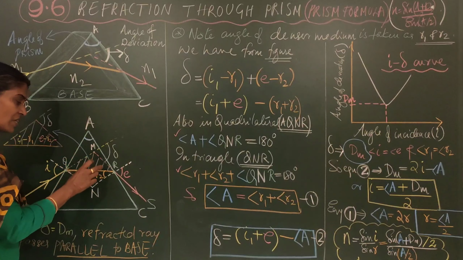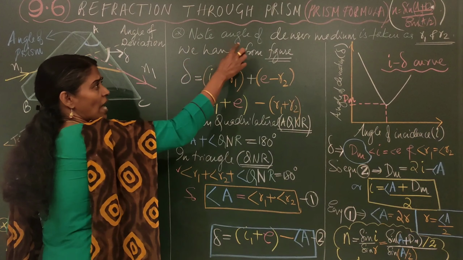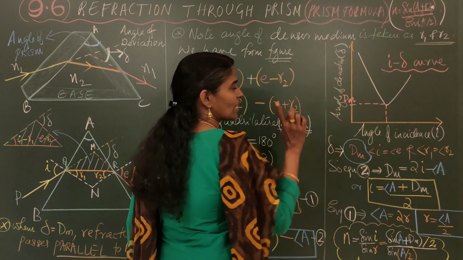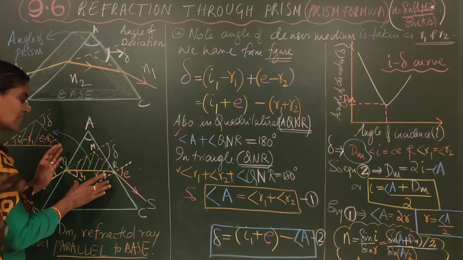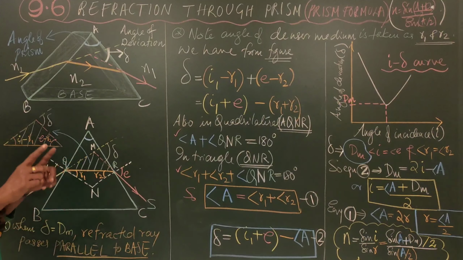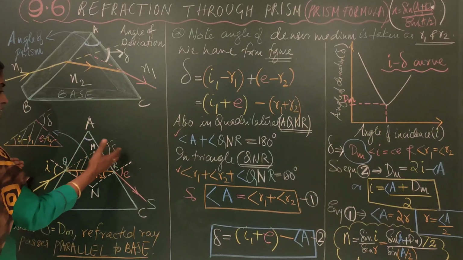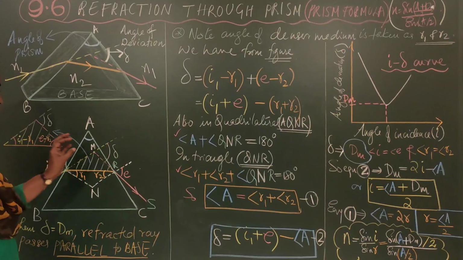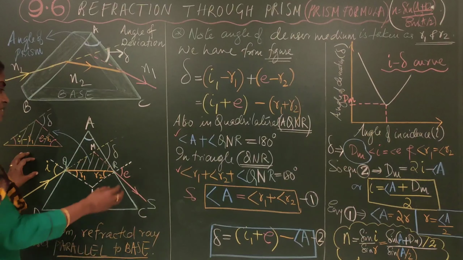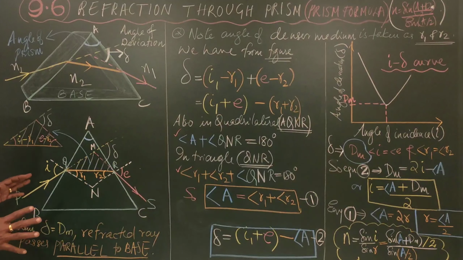Here the angle of incidence is taken as R2. Make sure to note, the angles in the denser medium are taken as R1 and R2. Denser medium angles are taken by the letter R. Then in the rarer medium, it is taken as I and E. Instead of I1 and I2, we will write I and E. I for incidence, E for emergence. Clear?